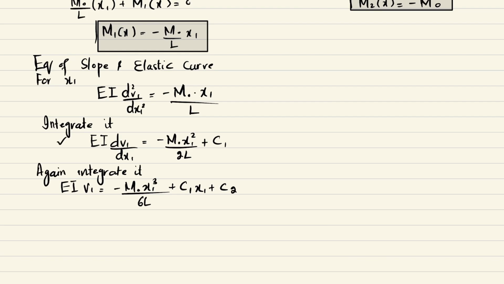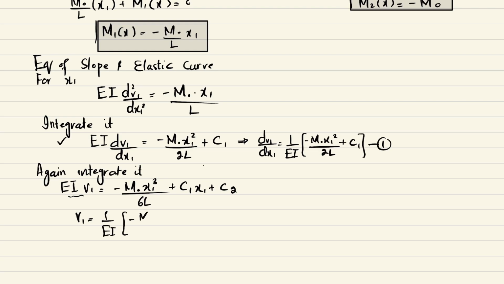From this equation of slope, if you divide both sides by EI, you will get dv1 over dx1 is equal to 1 over EI into minus M naught x1² over 2L plus C1. Let this be equation number 1. If you divide the deflection equation by EI on both sides, you will get V1, which is the deflection due to x1, equal to 1 over EI into minus M naught x1³ over 6L plus C1 x1 plus C2. This is equation number 2.